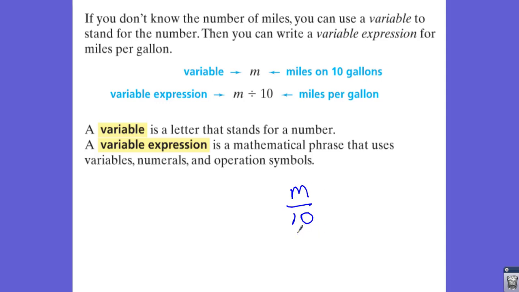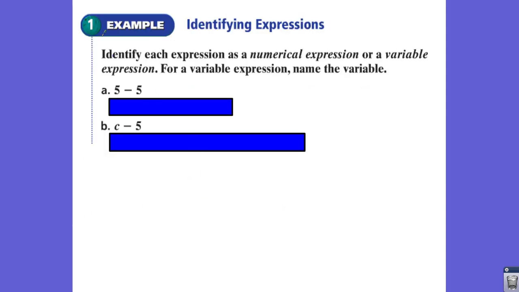Now, the big difference between the ones that we're dealing with now and what we've dealt with in the past is an expression doesn't have an equal sign in it. What we've been working with are equations and inequalities, and there's two sides to that. Well, when we're dealing with expressions, we're only dealing with one side. Okay? So let's see if you can determine what's a numerical versus a variable expression. In this particular instance, it says identify each expression as numerical or variable.